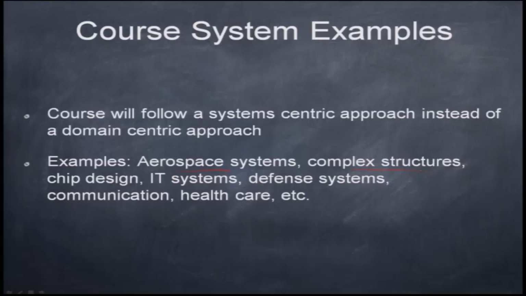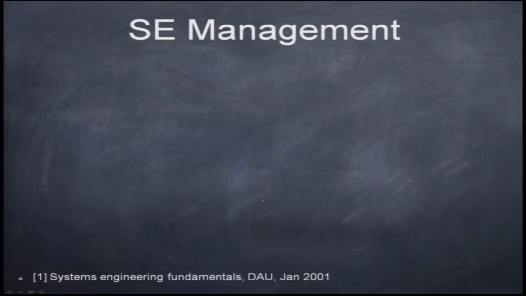common stated goal. Some of the examples, as I mentioned before, are aerospace systems, complex structures, then chip design, which is in fact a complex system, IT systems, IT enabled systems, defense systems, and healthcare is another complex system design example. So, you can see that systems engineering is not just limited to one field of engineering, it is actually spread all across the technical domains of different engineering disciplines.